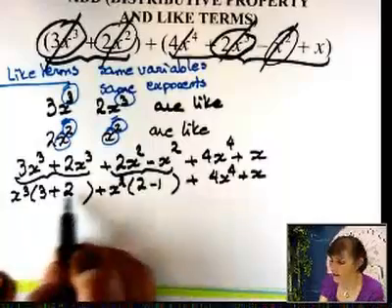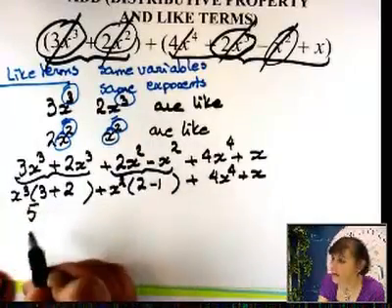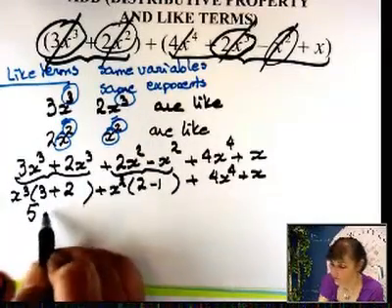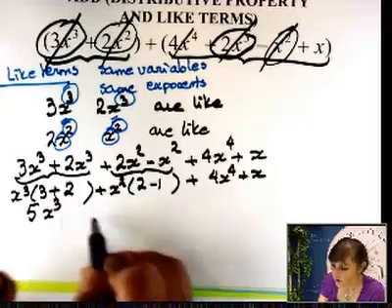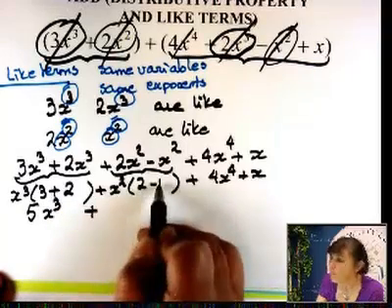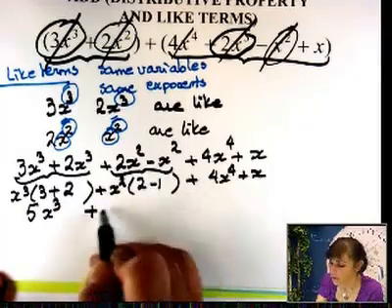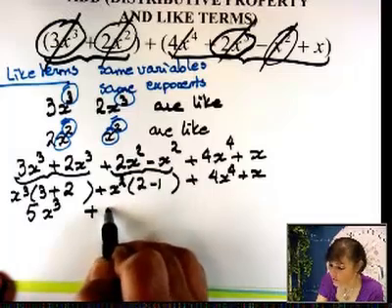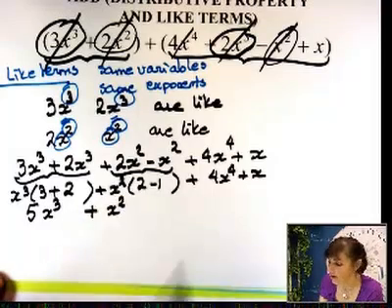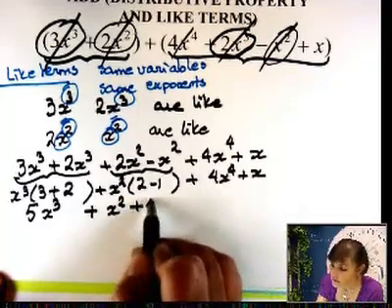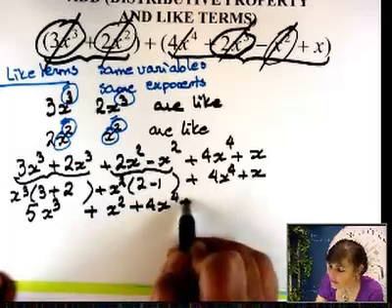Okay, when you add 3 and 2, you'll get 5. It's customary to write the coefficient first. Plus 2 minus 1, that's 1. You can put 1, or you don't have to put 1, because 1 times x squared is x squared. Then you have 4x to the 4th plus x.